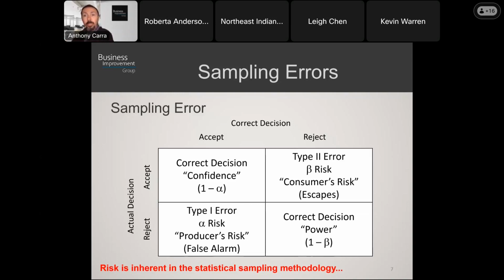So that risk goes on to the consumer, and in effect, it's an escape. It should have been detected in my sampling, or it should have been detected in my inspection, but it missed. It escaped and went beyond that control. So those are the two risks that we're going to look to balance.